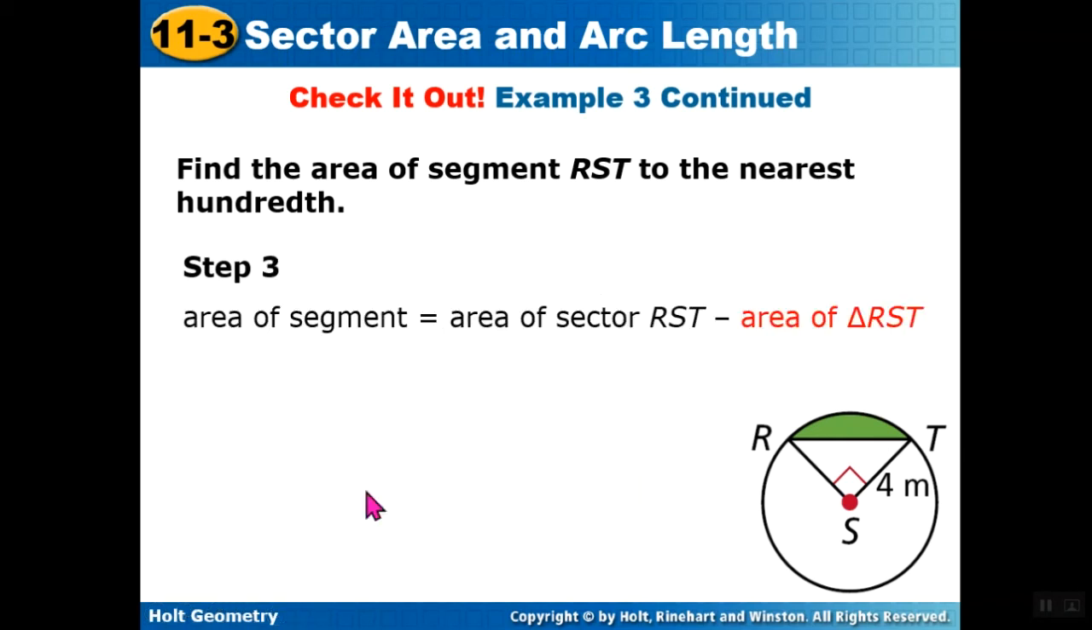Now in the third step, we subtract the area of the triangle from the area of the full sector RST. 4 pi was the area of the sector and 8 was the area of the triangle. The answer is approximately 4.57 meters squared.